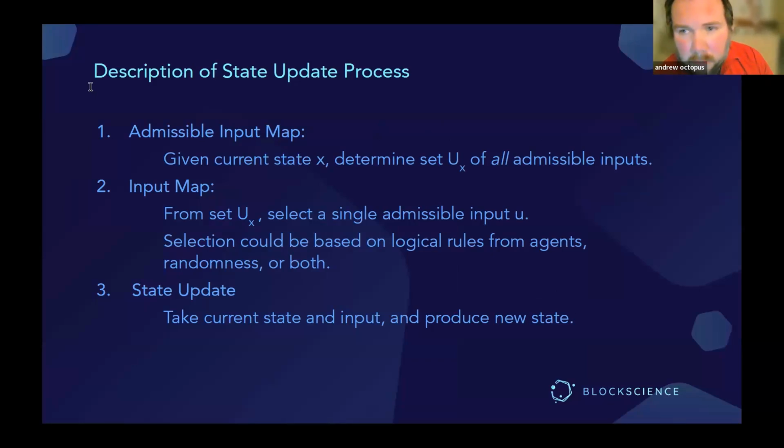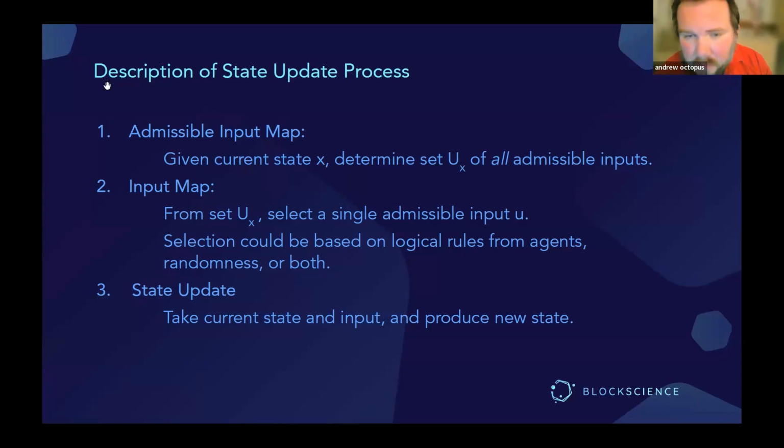And then the input map takes those pre-filtered possible admissible inputs and determines the input that will actually be input into the system. This could be based on anything that can select an element from a set, like a logical rule, a mathematical or computational function, or randomness from some probability distribution, or any combination, as long as at the end it produces an input from the admissible input space that's already been pre-filtered.